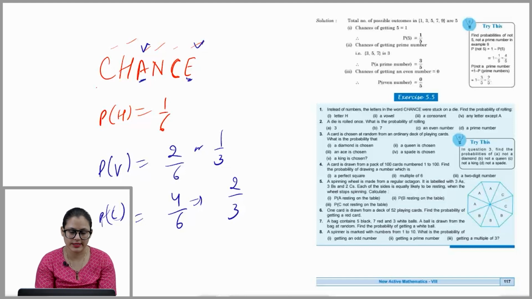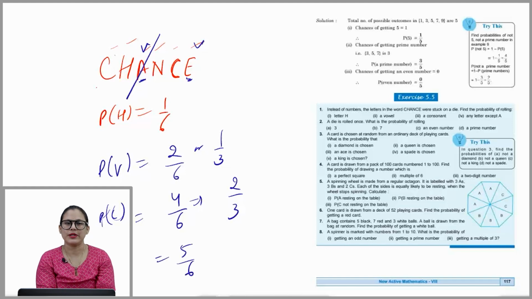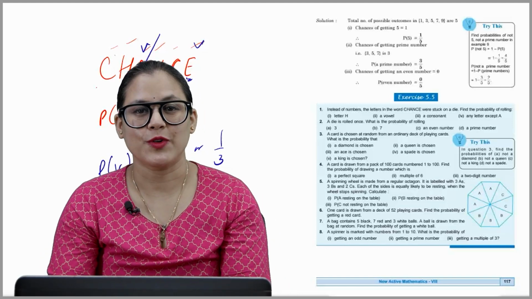And 4 is the probability of any letter except A. It means A shouldn't come. That means 5 by 6. Right, students? Now you will do practice of this chapter.